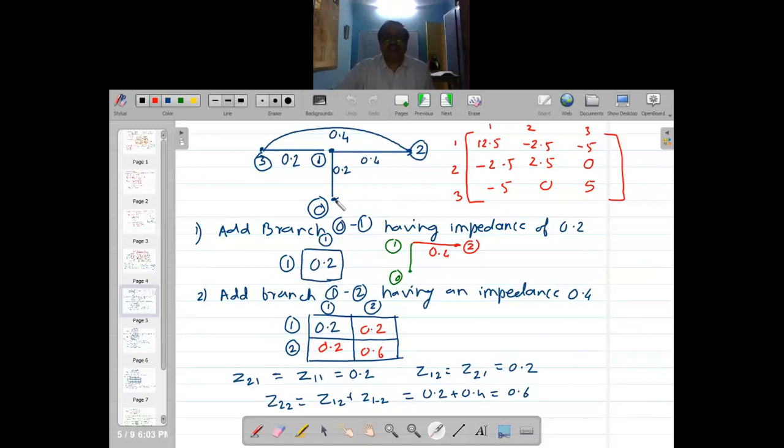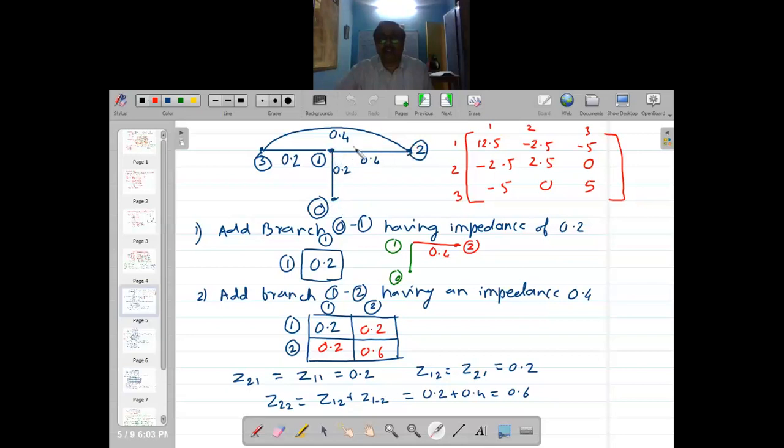So for example, Y bus for this will contain how much? Since this is the reference node, it will have node 1, node 2, node 3. It will be 3 by 3. Z bus will also be 3 by 3. Since we are now going to add step by step, we are going to add only node 1. So it will be a 1 by 1 matrix, which is 0.2. Okay, so nothing changes.